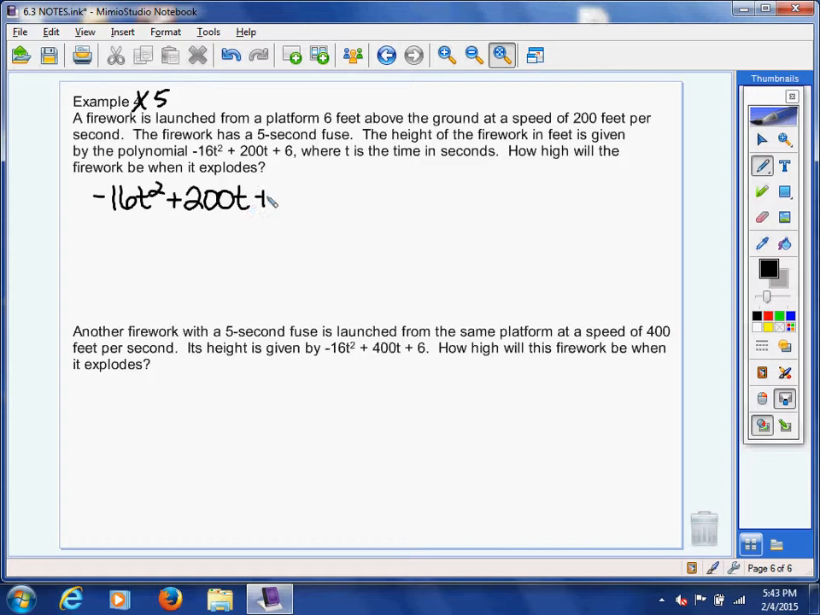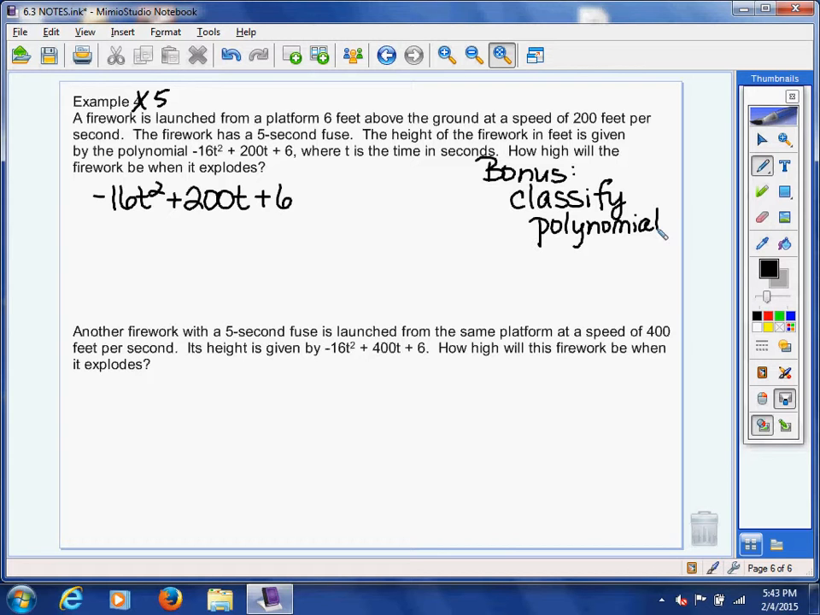200t plus 6. And I'm going to give a bonus if you can classify that polynomial for me. If you can do that, I'm going to give you a couple points there. So feel free to look back in your notes and jot down in some open space on your paper the classification of that particular polynomial. I'm not going to give any hints, okay?